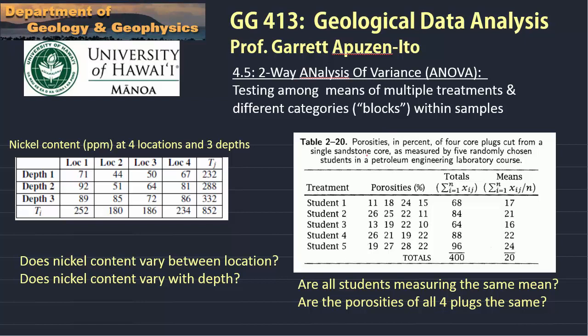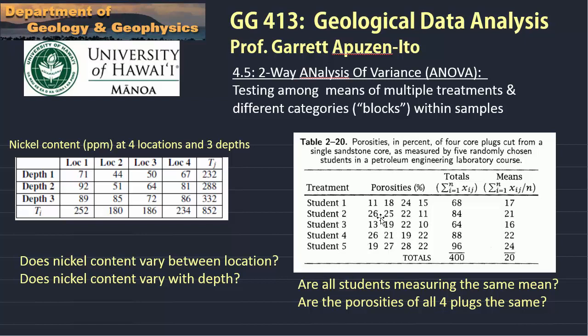So let's return back to our example of our porosity measurements in our petroleum engineering class. Again, there was one core of a sandstone broken into 4 separate plugs. And 5 students were asked to measure the porosities of those 4 different plugs. So one source of variance may be due to the different measurement techniques or skills of the 5 students. And that would be called the variance associated with treatment.